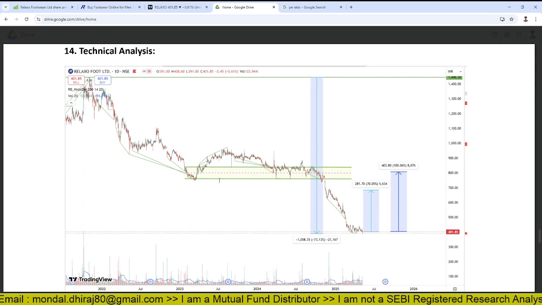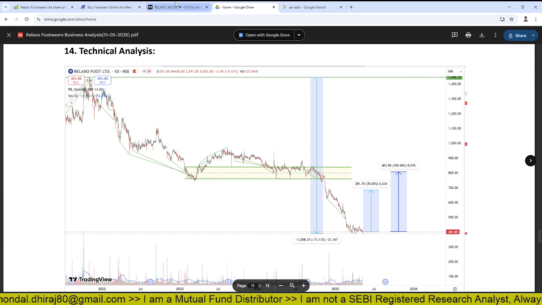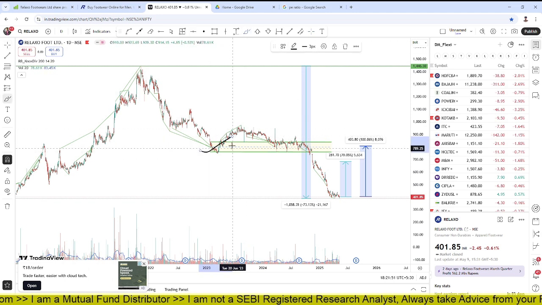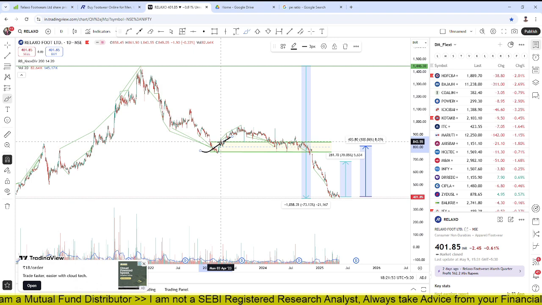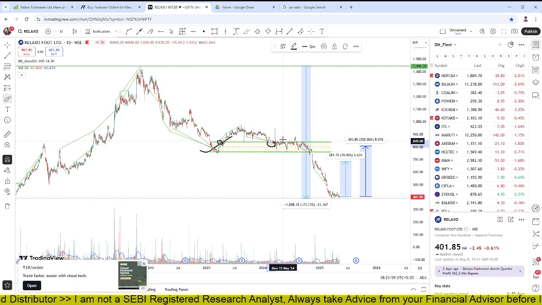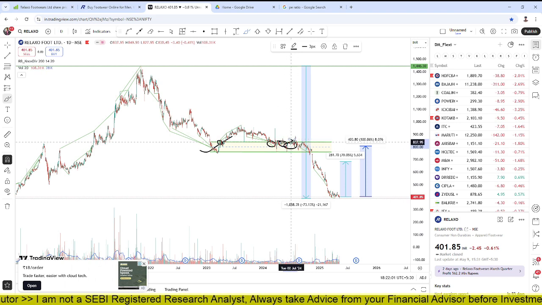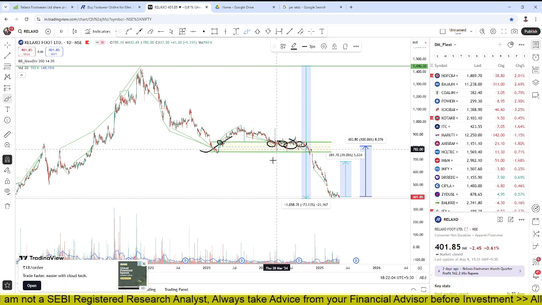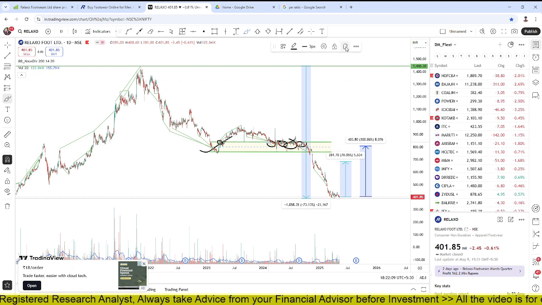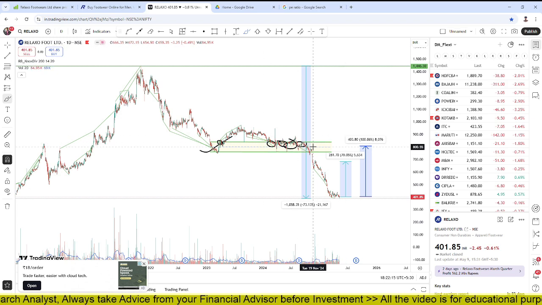Okay, now let us discuss the technical analysis. So in the technical analysis you can see this zone, this particular zone. Here you can see multiple buying was done in this particular zone. So what we have seen, lots of investors have invested their money in this particular region.